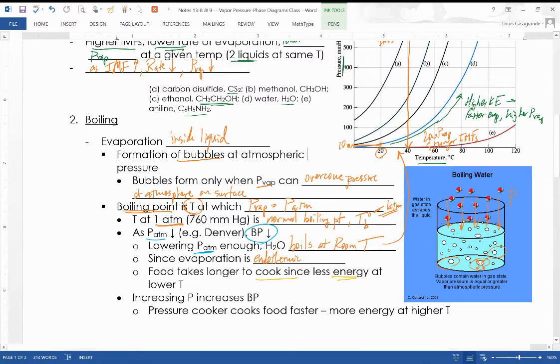And what's going to happen, since evaporation is endothermic and absorbs energy, is that you need to get the energy for breaking the bonds somewhere, and you get that from the water itself. And so the temperature actually does go down.